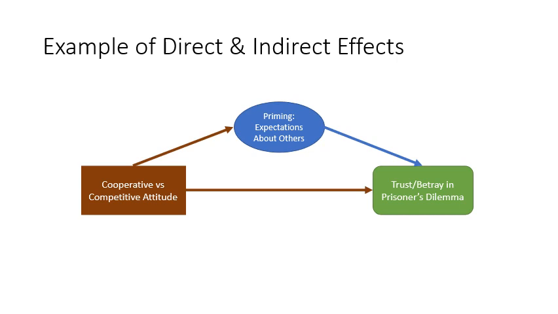So there are two channels by which the behavior in the prisoner's dilemma is affected. One is the direct effect of the basic personality type of the player, and the other is the priming factor. And you can separate out these two effects and do various types of calculations.